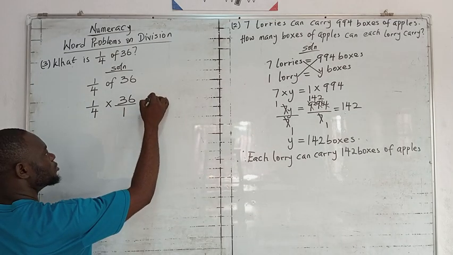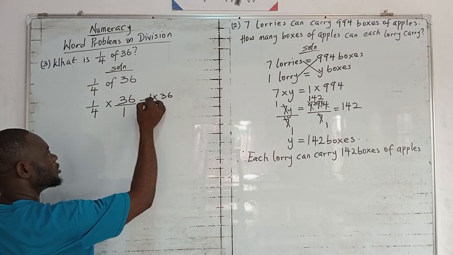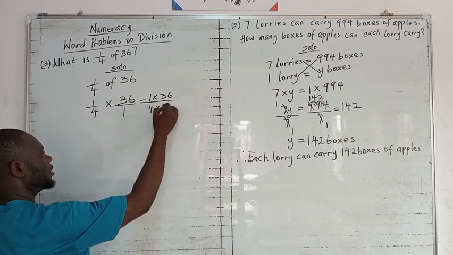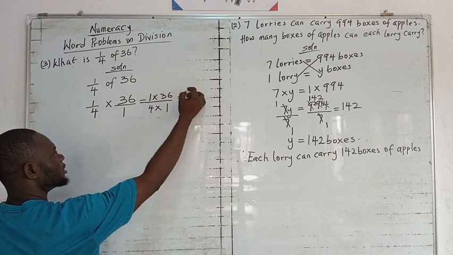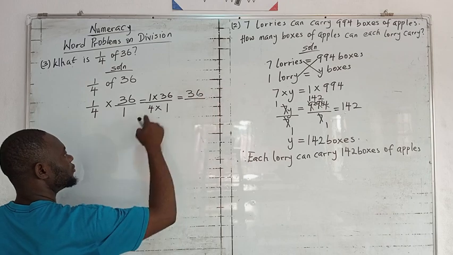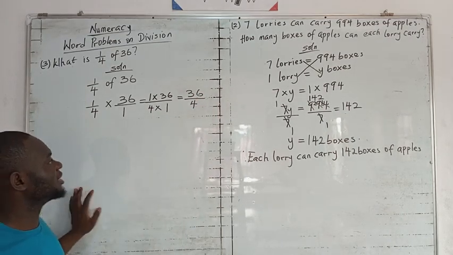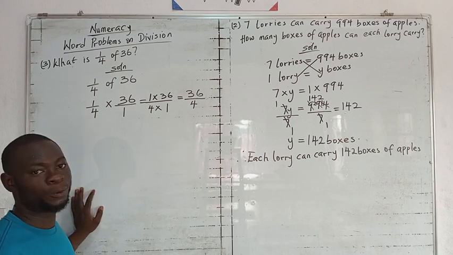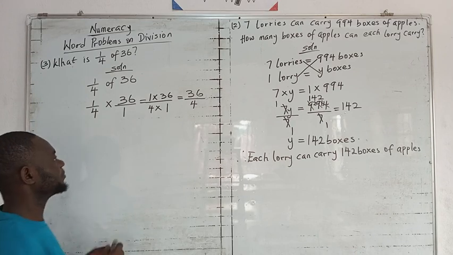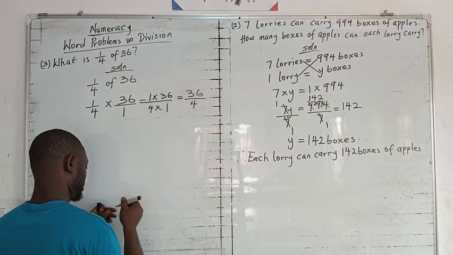So this simply becomes 1 times 36 over 4 times 1. 1 times 36, 36. 4 times 1, 4. So what are we doing? We are dividing 36 by 4. Okay? So let's go immediately.